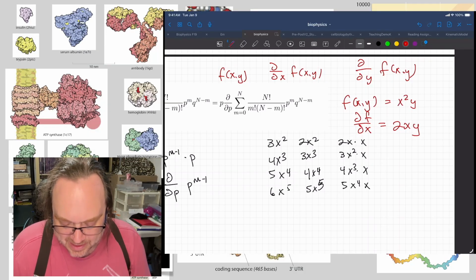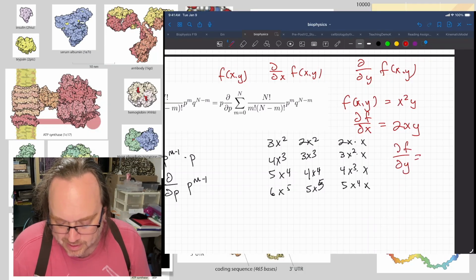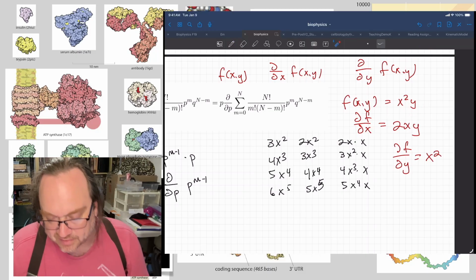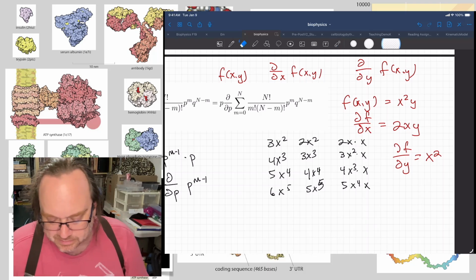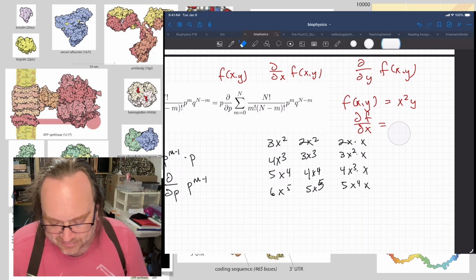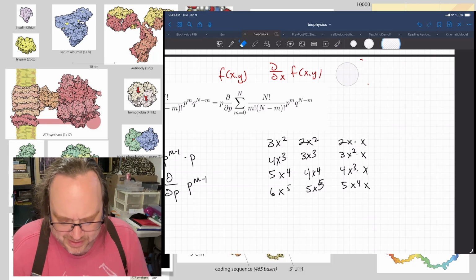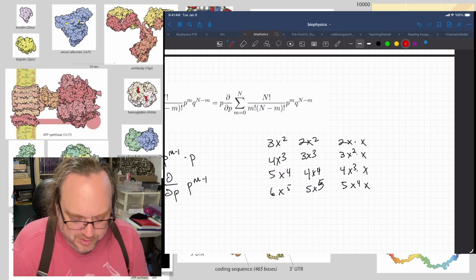If instead I took the partial of f with respect to y, I would just get x squared, because I'd only be taking the derivative of y. All right? So hopefully you can at least follow this along, even if it is brand new material. I don't think it's that different from stuff you already knew how to do.